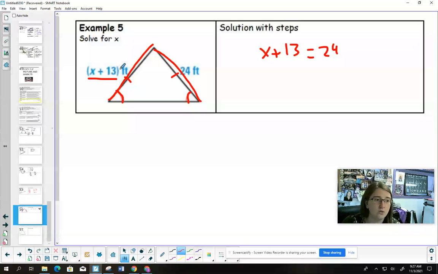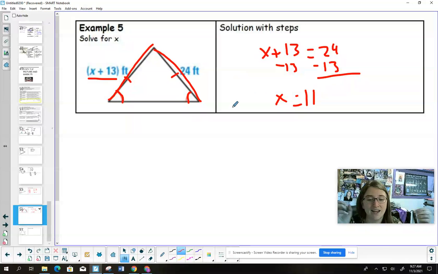Very simple, very easy to do. These are going to be congruent. So let's just subtract 13 over. We'll do this kind of quick. We got x equals 111. And boom, that's it. Again, this lesson is going to be nice and simple for the most part because we're going to have a lot of things that are going to be congruent, and that's very easy to work with.